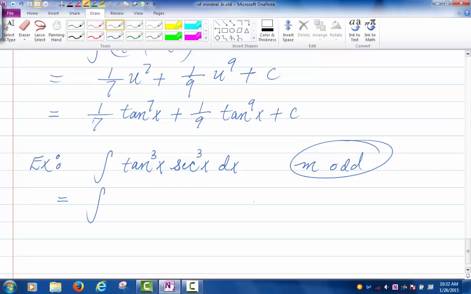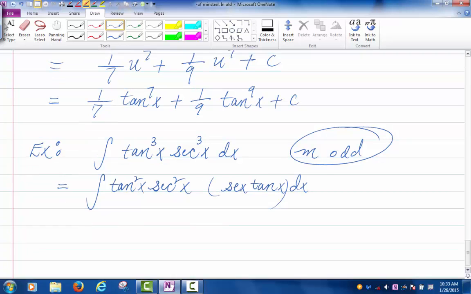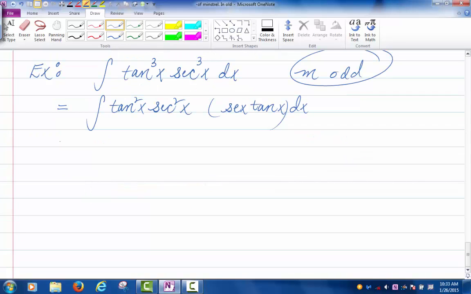So let's do that. I'm going to save a factor of secant x tangent x dx. If I do that, what are the remaining powers? The remaining powers are tangent squared of x, secant squared of x. Okay? And what should I do? Remember, I'm going to substitute u equals secant, which means the tangent needs to be written in terms of secant, which is what? Very good. Secant squared of x minus 1.